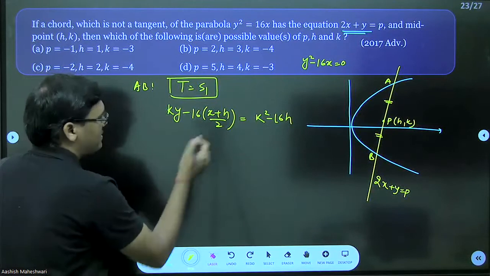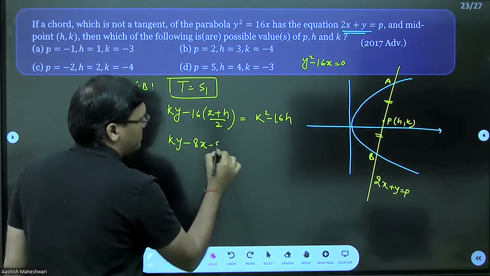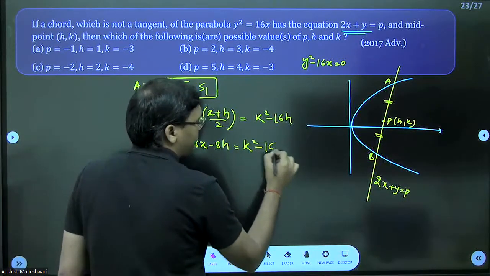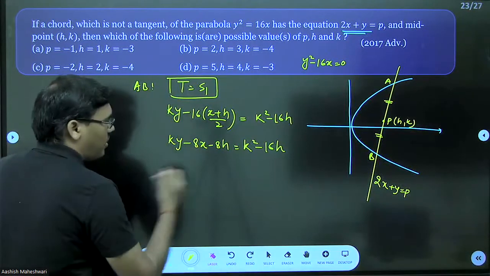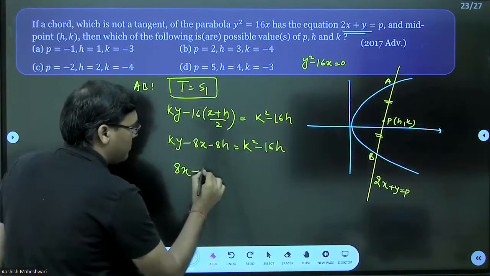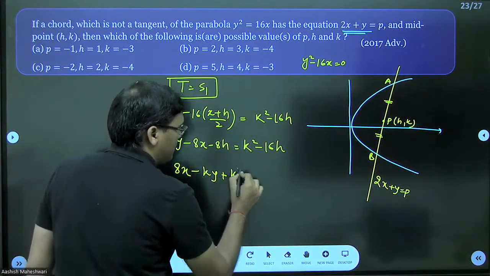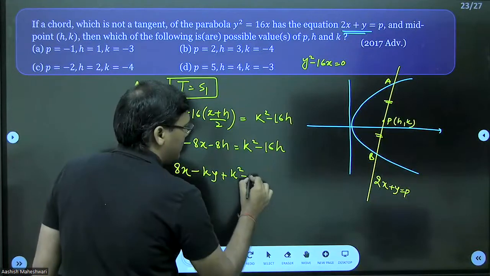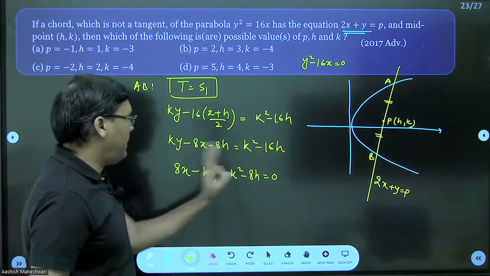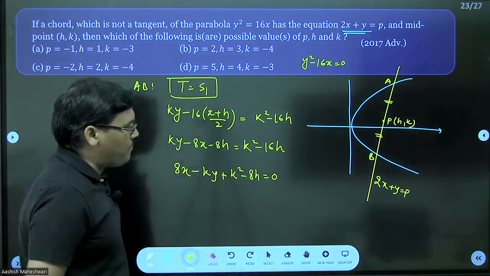So if I just simplify, ky minus 8x minus 8h is equal to k square minus 16h. Or if you arrange this, taking everything on this side, this is 8x minus ky plus k square minus 8h is equal to 0. Arrange it like this: 8x minus ky plus k square minus 8h. Right?